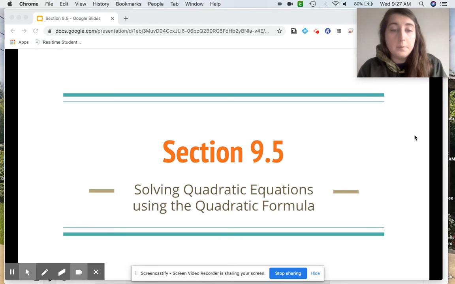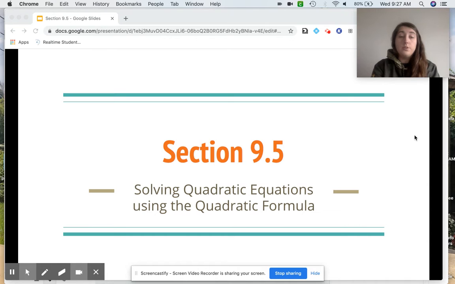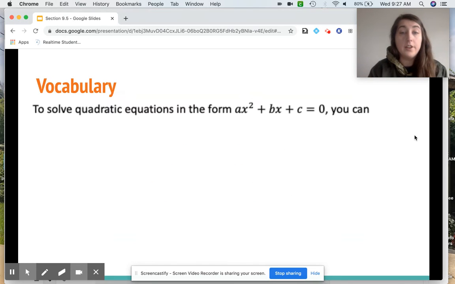This is section 9.5, which is still solving quadratic equations, but now using the quadratic formula. This is the last new method that we're going to learn for solving quadratic equations.